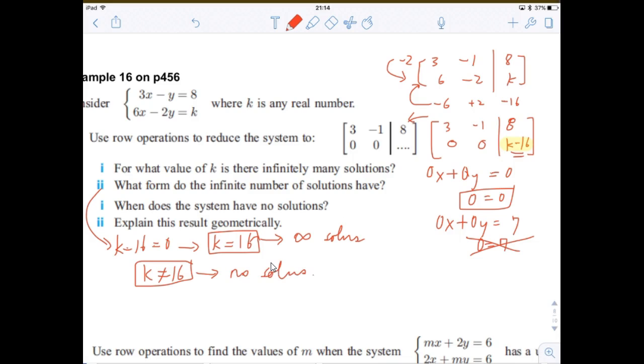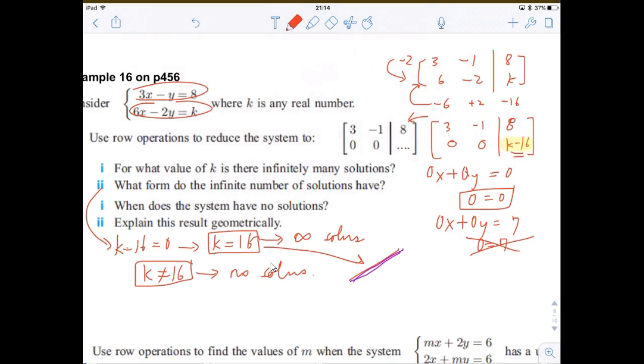Interesting. Okay, so explain this result geometrically. So actually, each one of these is a line, right? And if you graph them when k equals 16, you would have coincident lines. You would have a red line, and then you would have another line right on top of it, and they would be coincident, okay? And because of that, you would have infinitely many solutions.